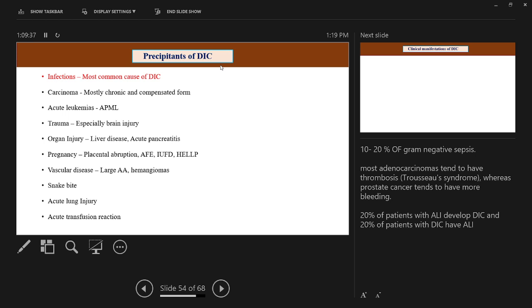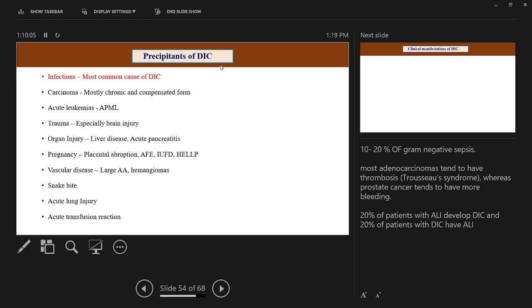Trauma, especially brain injury. It was seen that trauma-related DIC occurs in almost, I'm forgetting the percentage, I think it is 35% of the brain injury related DIC patients. Organ injury, which is seen in liver disease and acute pancreatitis. In pregnancy, there can be placental abruption, amniotic fluid embolism, IUFD, and HELLP. These patients also present actually with enhanced fibrinolytic type of DIC, so basically presenting with bleeding.